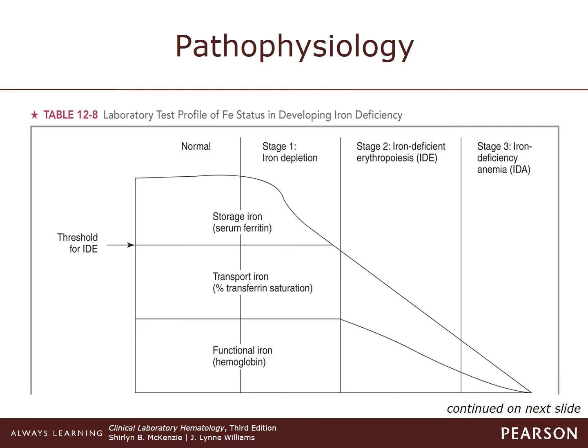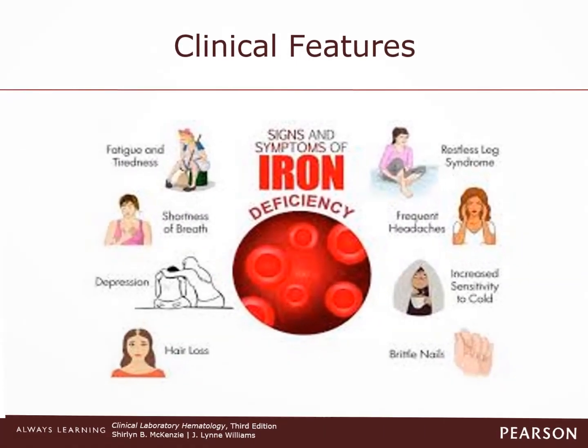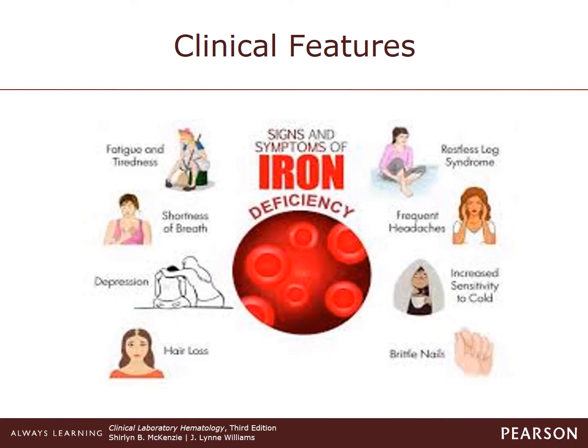Stage 3 iron deficiency anemia. Here, all lab tests for iron status become abnormal. You see a lot of microcytes and hypochromasia within the peripheral smear. This represents an advanced stage of severe iron deficiency. The clinical features are really insidious and take months to years to develop.